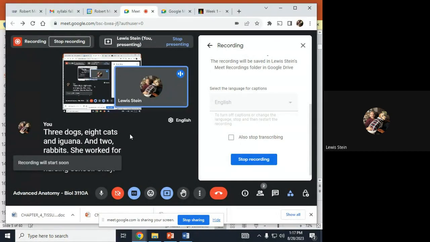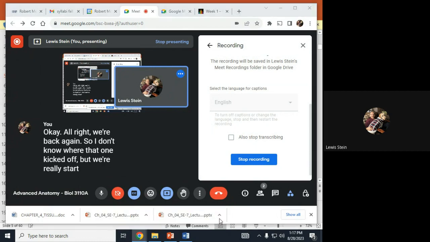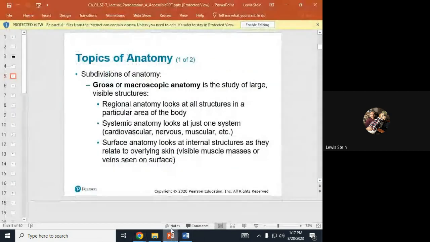We're back again. So I don't know where that one kicked off, but we'll really start with this one because there's really nothing other than introductory stuff so far. I have to remember to do that for lab. So we'll do systemic anatomy and we build. So what are we doing first?